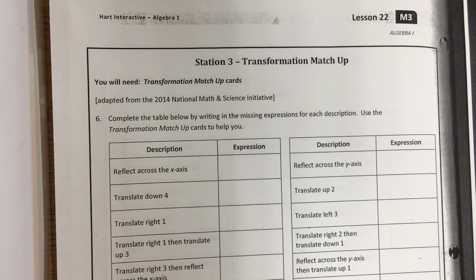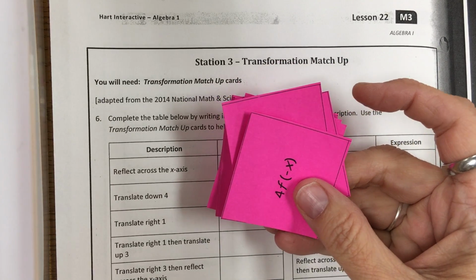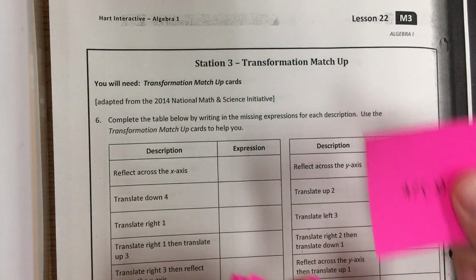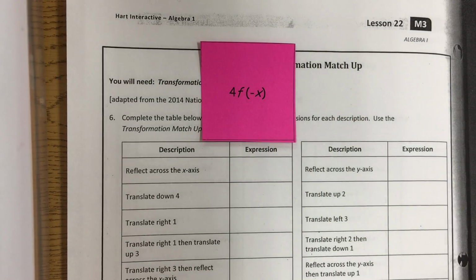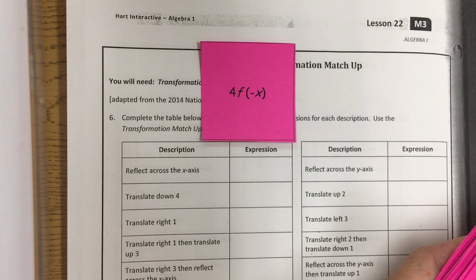Okay, so for station 3. In station 3, you should be using these cards right here. Now, if it was me, I would think ahead of time and say, okay, if something is happening inside of the parentheses, that means it's going to happen to the x value. If it's on the outside, it's going to happen to the y value.